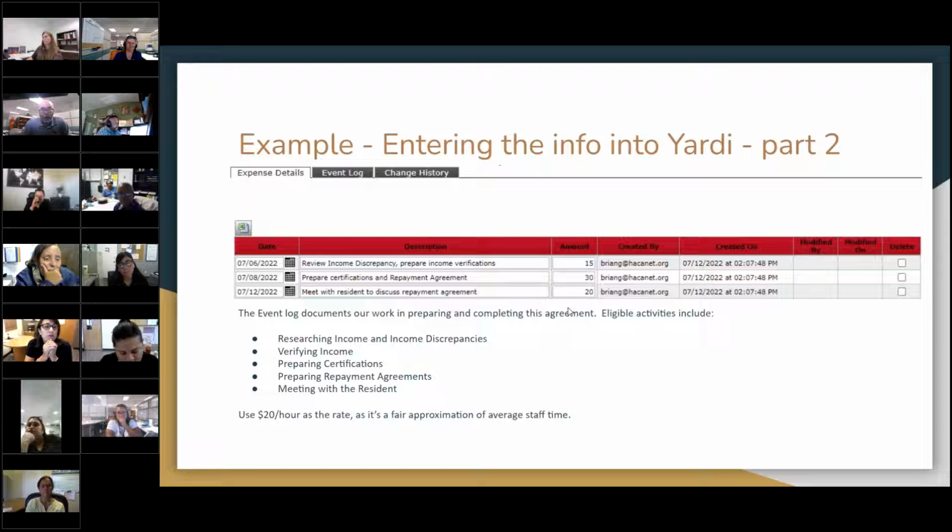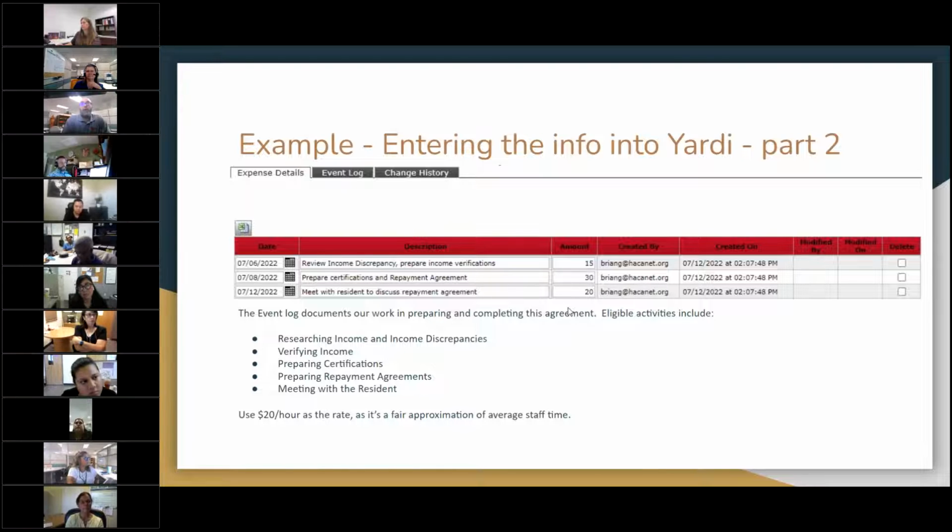We want to be honest and responsible and only claim the expenses that are valid. So you can't say you spent 100 hours, and so you should get the entire balance. It doesn't work that way. Be honest with how much you actually spent on the repayment agreement, on the certs, on verifying it, on looking all of it up. Be honest, but also use this.